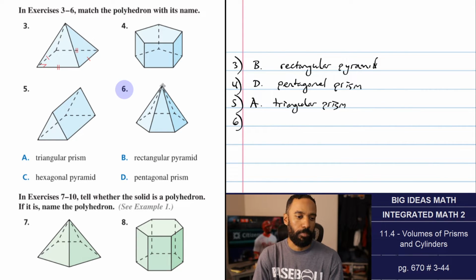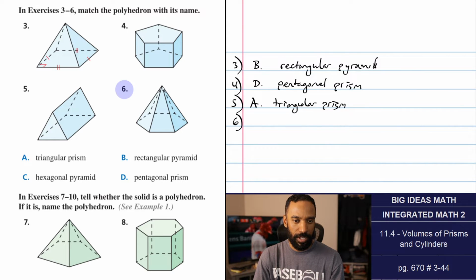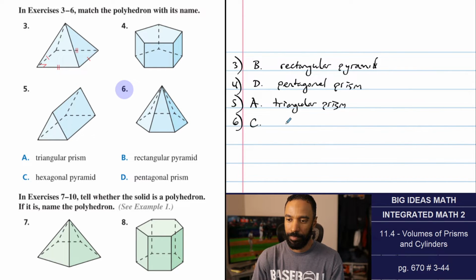Number 6. That is a pyramid. Well, by process of elimination, it's going to be C. But how come? Because it is a pyramid. All triangle faces meet at the top there, and the bottom is a hexagon. So it is a hexagonal pyramid. This is C.